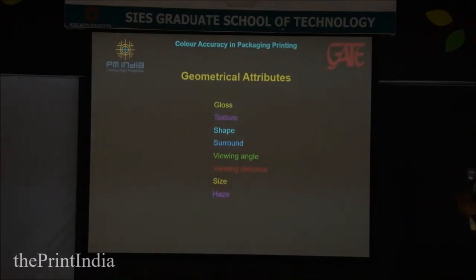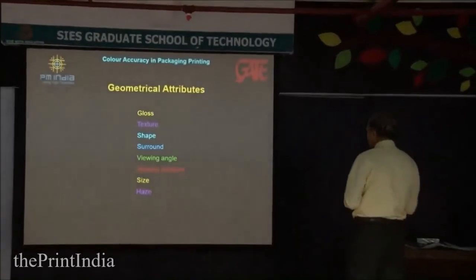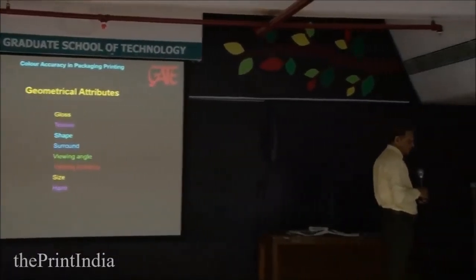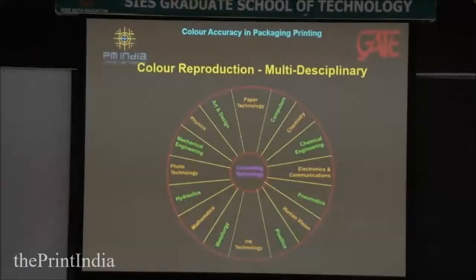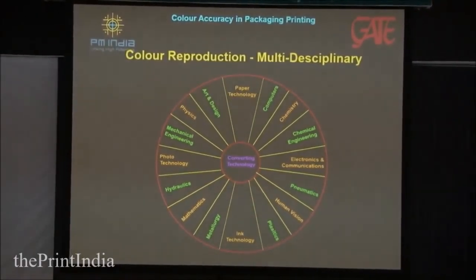What is the surrounding? When you are printing, say big solid patch of blue on paper, and the same ink, if you print a very small dot surrounded by large white paper, the color looks different. Viewing angle, viewing distance, size, shades, this I'll skip. So these are all the technologies involved in printing which affect your color. Everything must be set right, whole thing must be standardized.